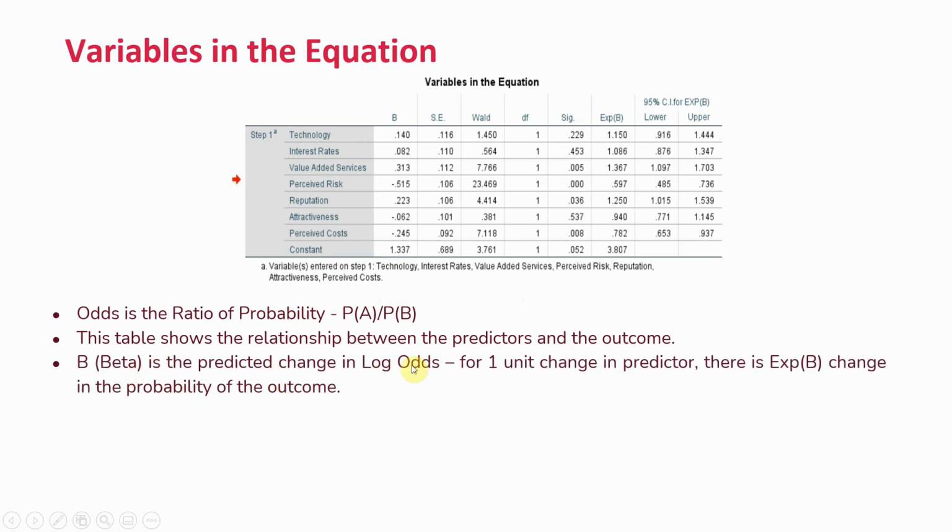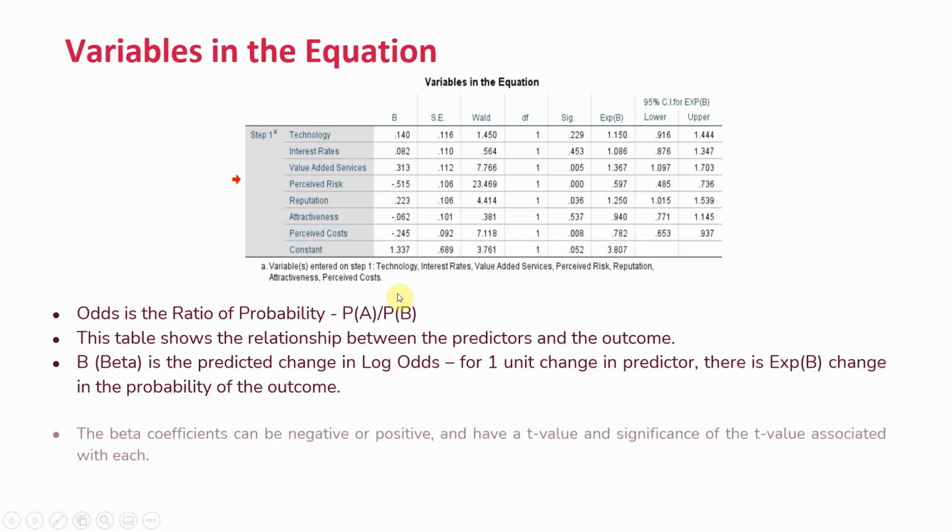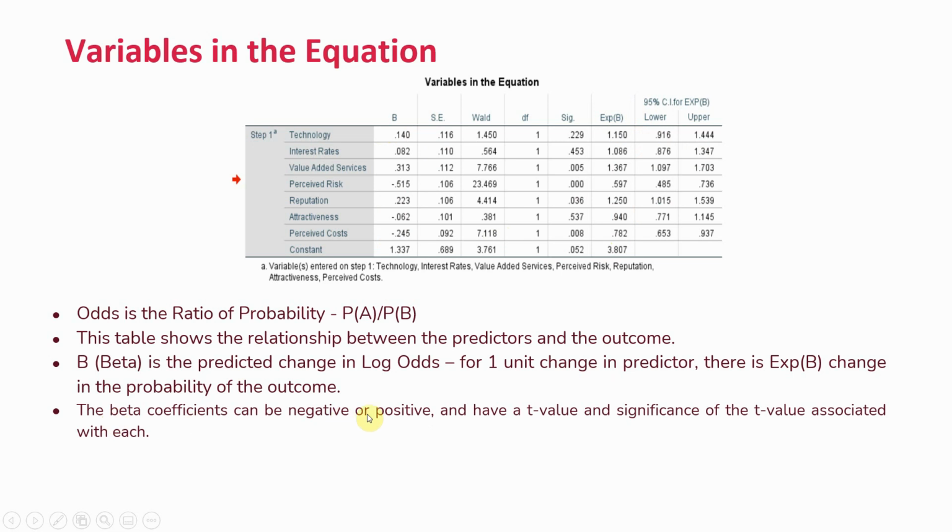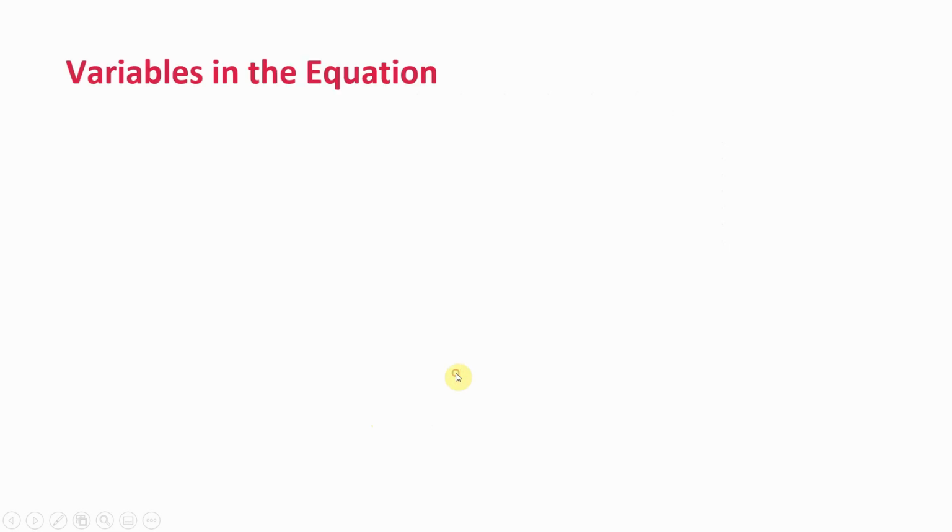Beta is the predicted change in the log odds. So for 1 unit change in the predictor, this is the change in your probability of outcome. The beta coefficient can be negative or positive and has a t-value and significance of t-value associated with each, just like we have in our normal regression analysis.